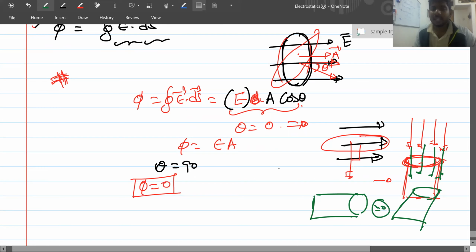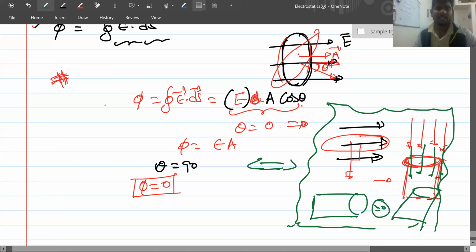So we can relate this effective area concept with flux, the number of field lines passing through a particular area. If the angle between them is 0, then the flux will be EA, which is the product of the electric field and the area of the surface that is taken there. If theta is equal to 90, then electric flux will be 0. If theta is greater than 90, electric flux will be negative.